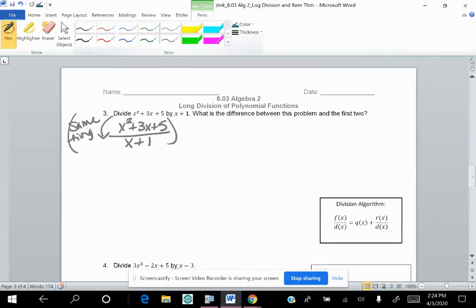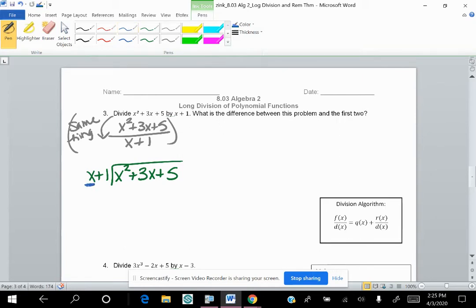All right, so it says divide them, find the difference between this problem and the first two that we did. So let's write out our x squared and double check again that your exponents are counting down by 1. So we have x to the 2nd, x to the 1st, and then no x, so that's good news. We don't need a placeholder there. Divided by x plus 1, don't need a placeholder there either.